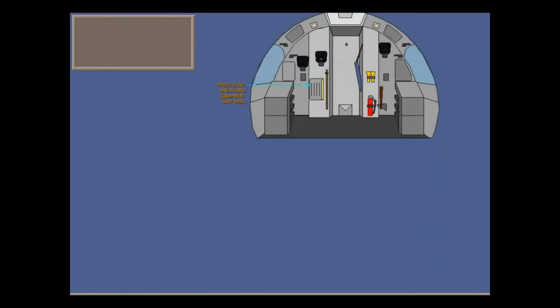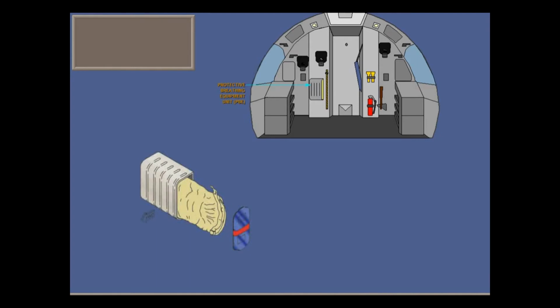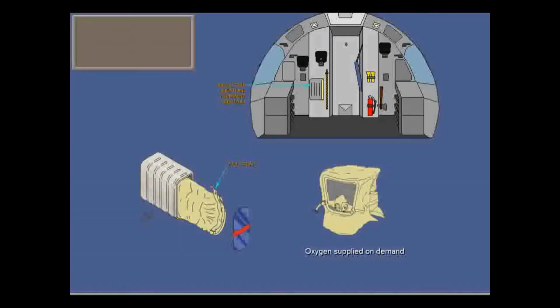One of the 3 protective breathing equipment (PBE) units is located behind the right pilot. To use a PBE, remove the pack from the box and pull the strap. When the mask is pulled over the head, there is enough initial oxygen to fill the hood. Further air is supplied on demand when you exhale. There's a minimum of 15 minutes supply.